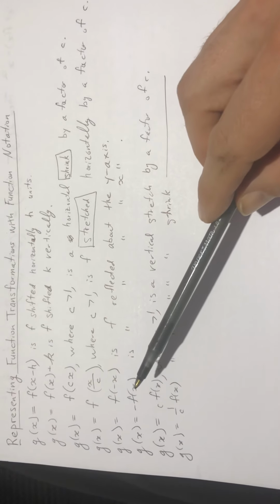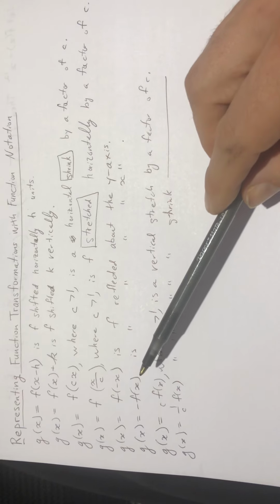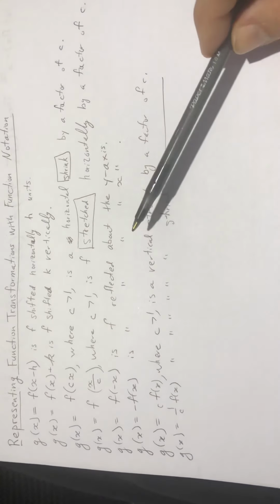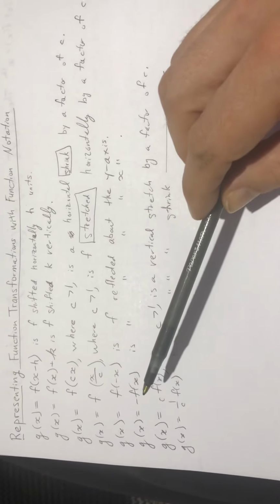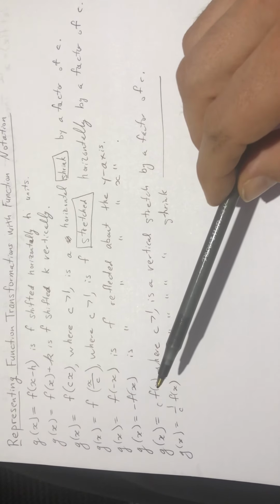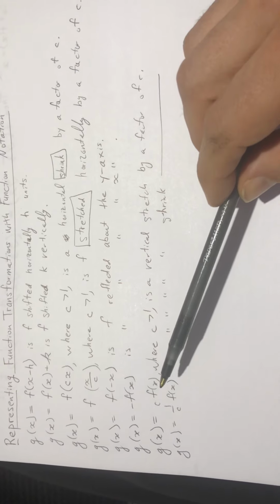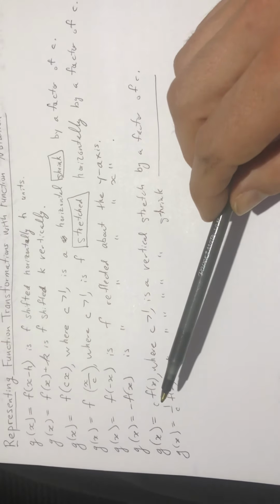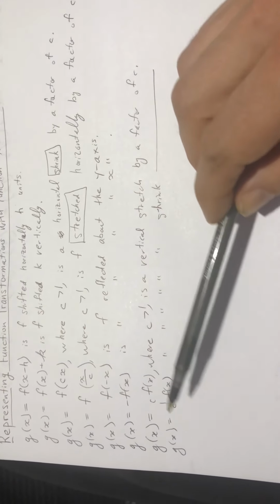You would think that to reflect about the x-axis, you negate the function, and that's exactly what you do. Also, you would think that to do a vertical stretch by a factor of c, you multiply the whole function by c, and that's exactly what you do.